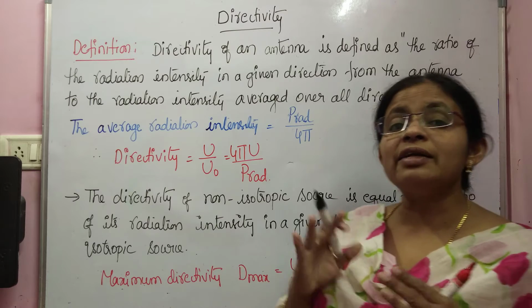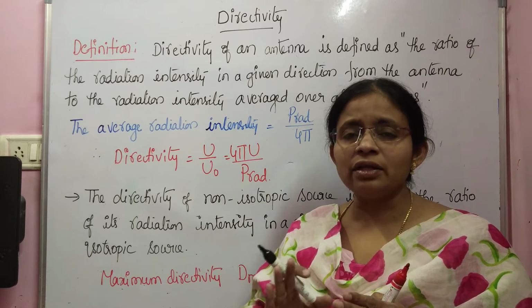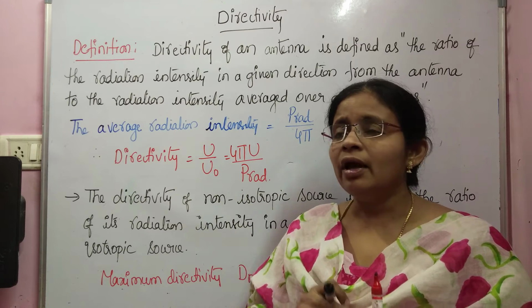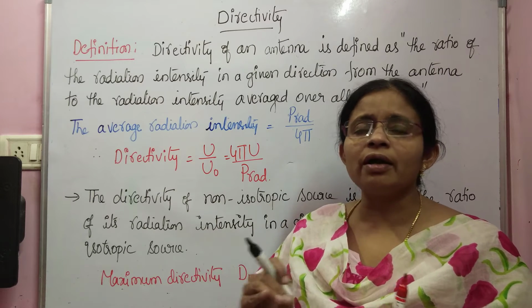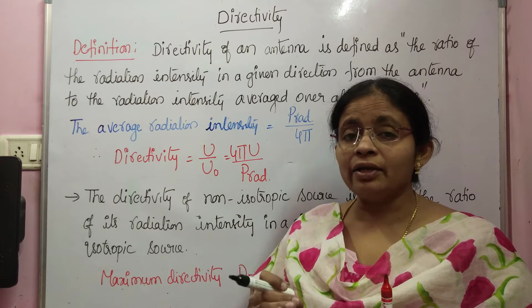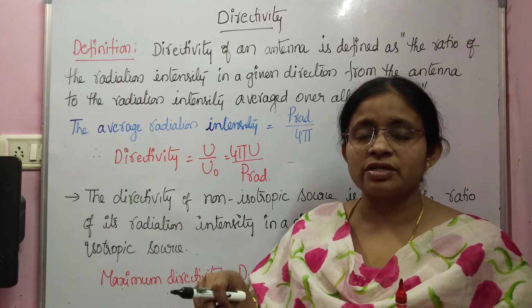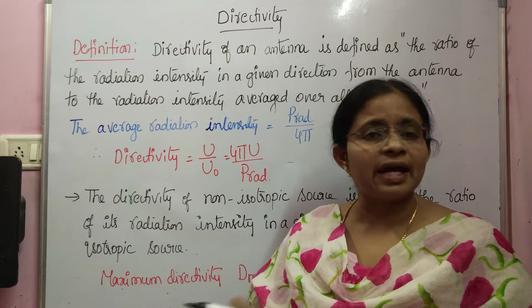If you want to find the directivity of an antenna, you have to get two things. One thing is radiation intensity in one direction. Assume one direction. In that direction, you measure the radiation intensity and then you measure the radiation intensity in all directions, the average radiation intensity in all directions. That gives you the directivity.